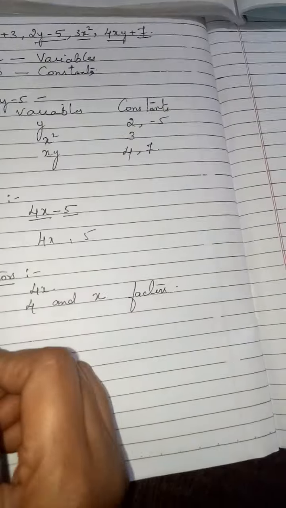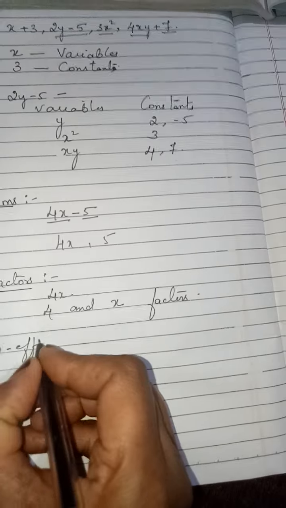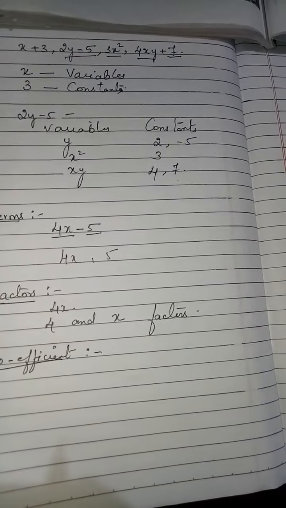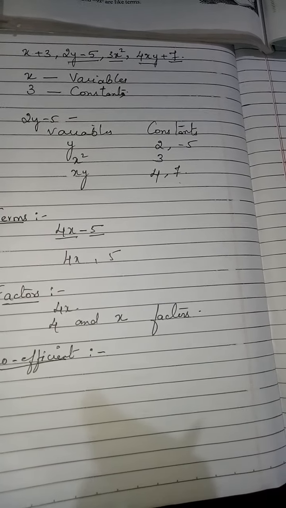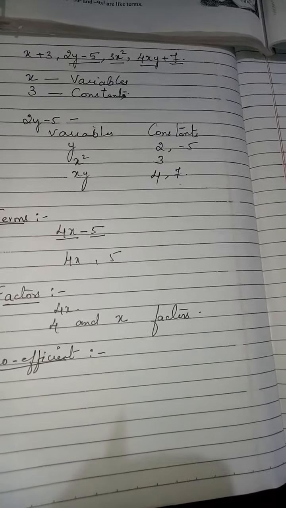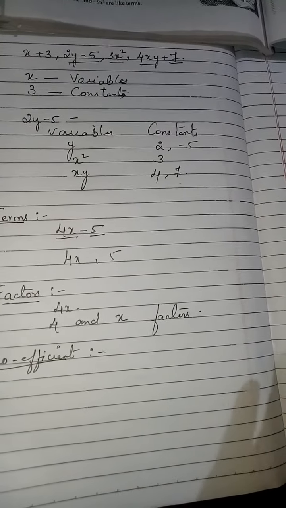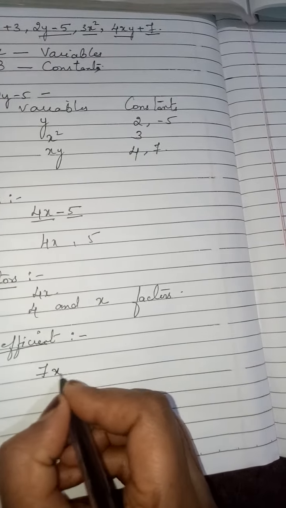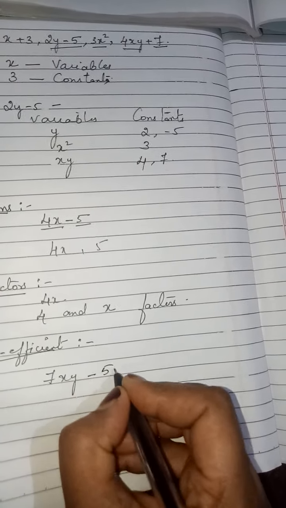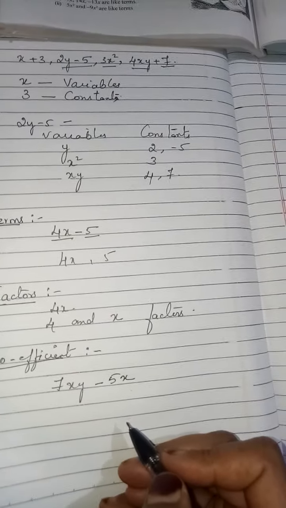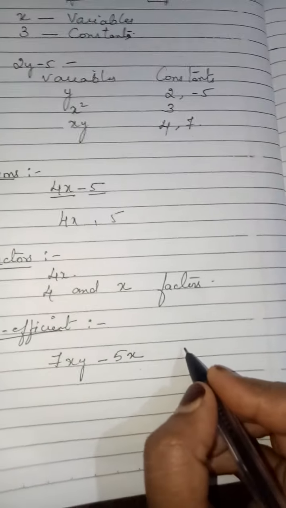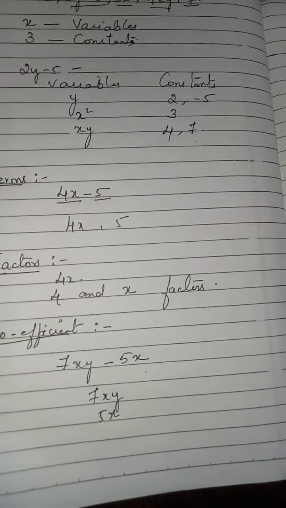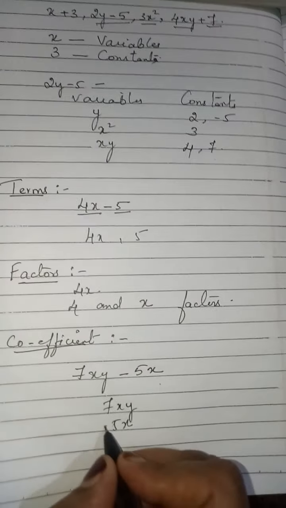Okay, next we are going to learn about the coefficient. What is this coefficient? Coefficient is the numerical factor of a term. Understood? That is, the numerical factor of a term is called the numerical coefficient or simply coefficient. If you take here, there are two terms in the expression 7xy minus 5x. Which are the two terms? 7xy and 5x. Understood? These are the two terms we can see.